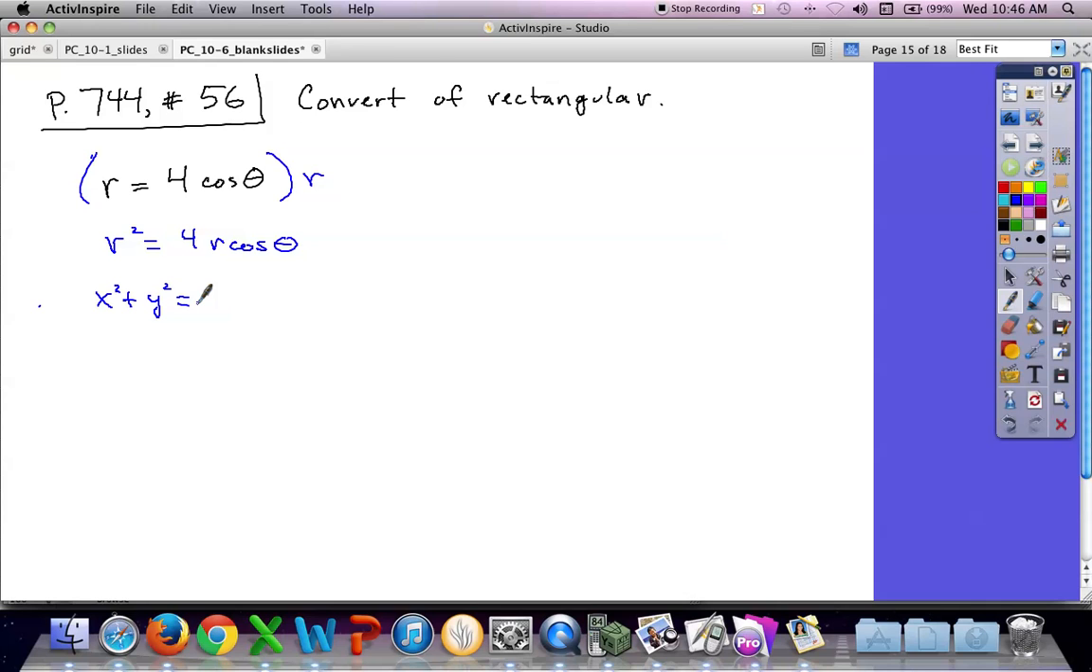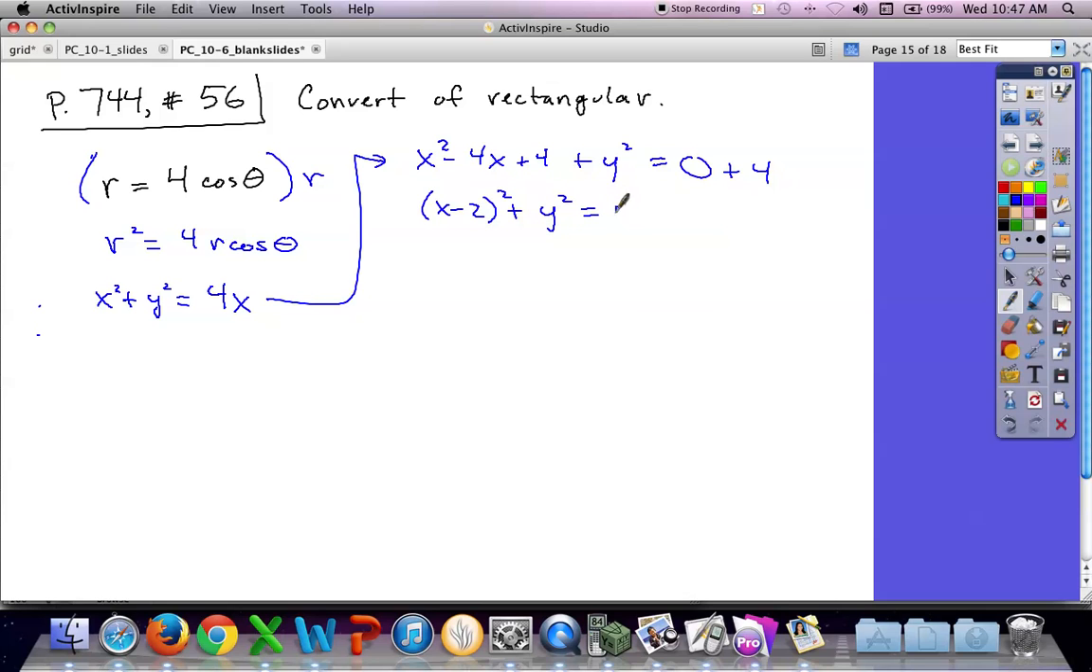And on the right, 4x. Now, if I take that and subtract 4x from both sides, x squared minus 4x plus y squared equals 0. Complete the square in the x terms. What do I need to add to make a perfect square trinomial? Add 4, right? If I add 4 here, then I add 4 here. And now this is (x minus 2) squared plus y squared equals 4.